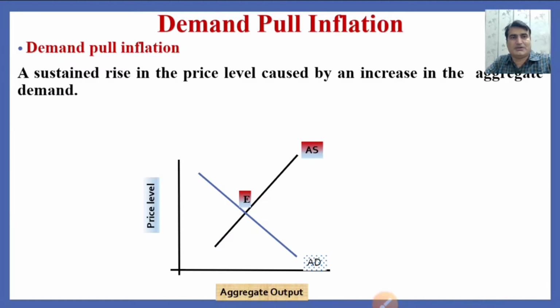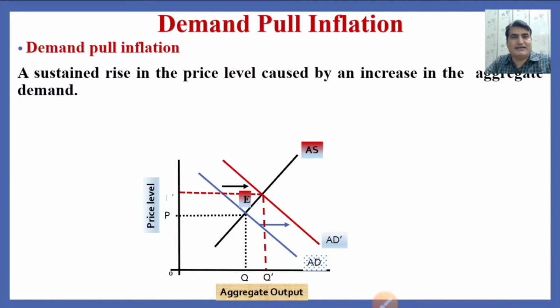This is the equilibrium price where quantity demanded and quantity supplied are equal, and the equilibrium price is OP and the equilibrium quantity is OQ. As the demand increases from AD to AD dash, the quantity demanded increases from OQ to OQ dash, and the new price is decided, that is OP dash. The price increases from OP to OP dash due to shifting of AD to AD dash.